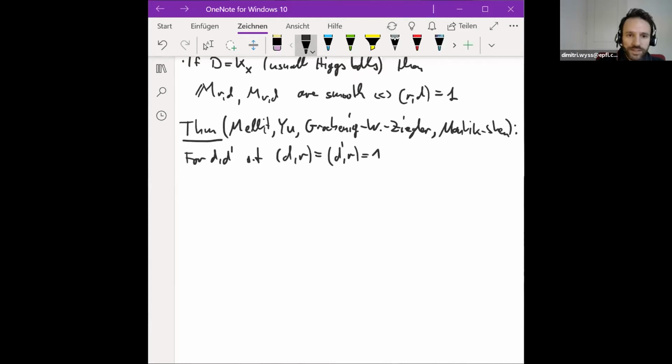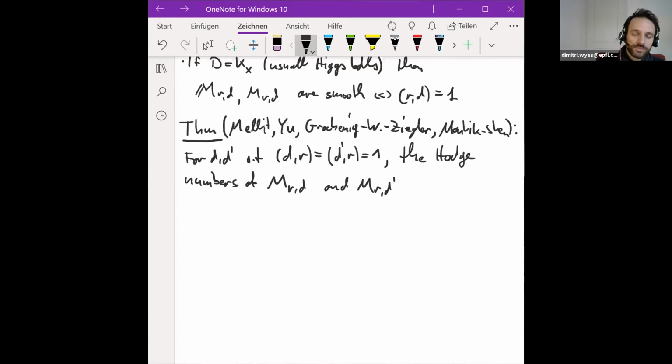So both coprime to the rank. Given this case, the Hodge numbers of this, so these will now be smooth spaces, so smooth algebraic varieties. And they have the same Hodge numbers.